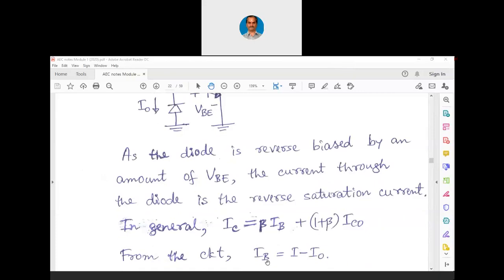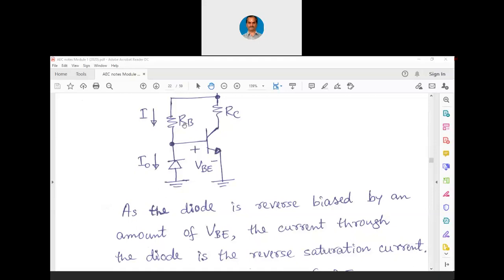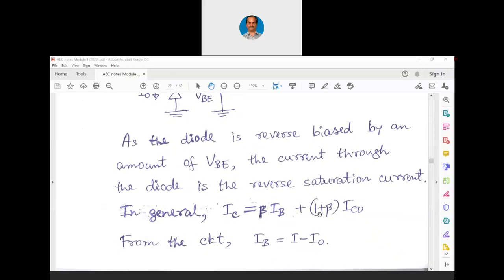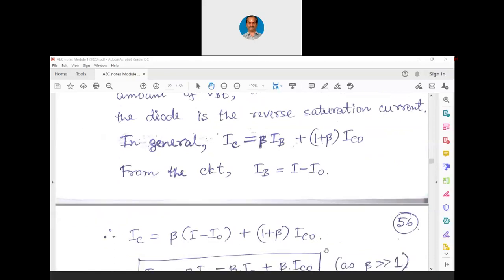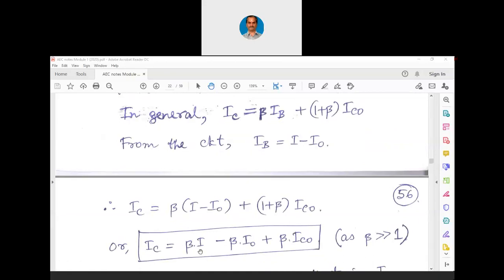From the circuit now, IB is nothing but I minus I naught. You can see base current is nothing but total current I coming from the power supply minus the reverse saturation current I naught. I naught is nothing but ICO itself because this diode is reverse biased. So from the circuit it is IB equals I minus I naught. Now this can be substituted in the upper equation. So IC equals beta into (I minus I naught) plus (1 plus beta) into ICO, or IC equals beta into I minus beta into I naught plus beta into ICO. That particular 1 can be ignored here as beta is much larger than 1.